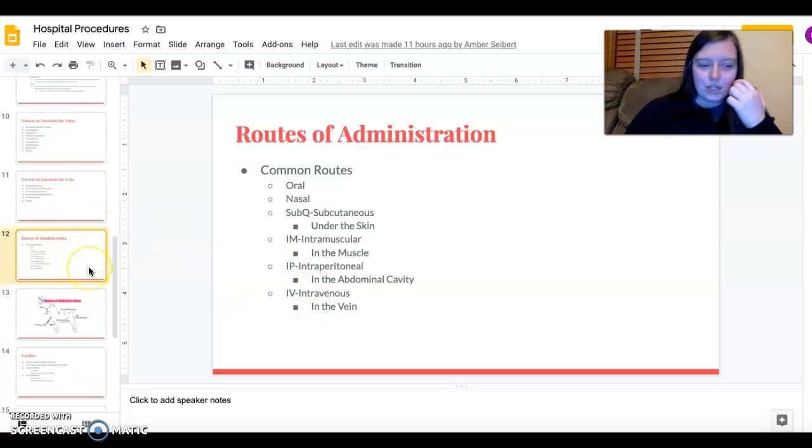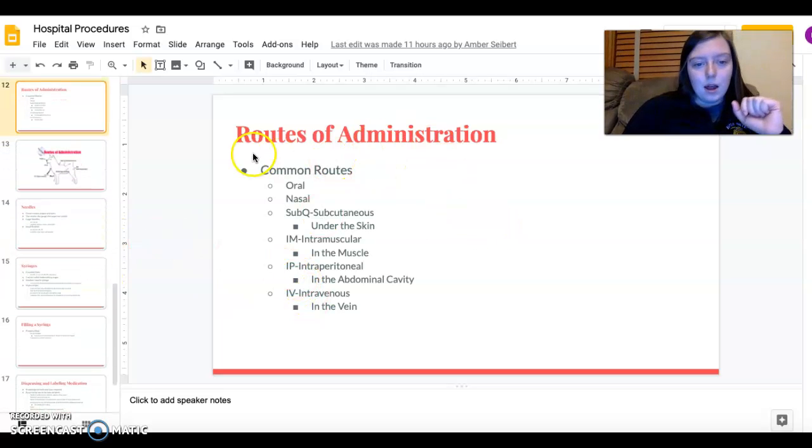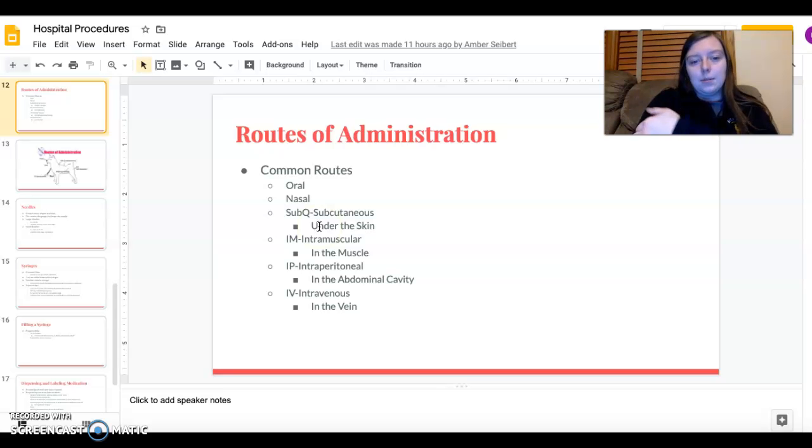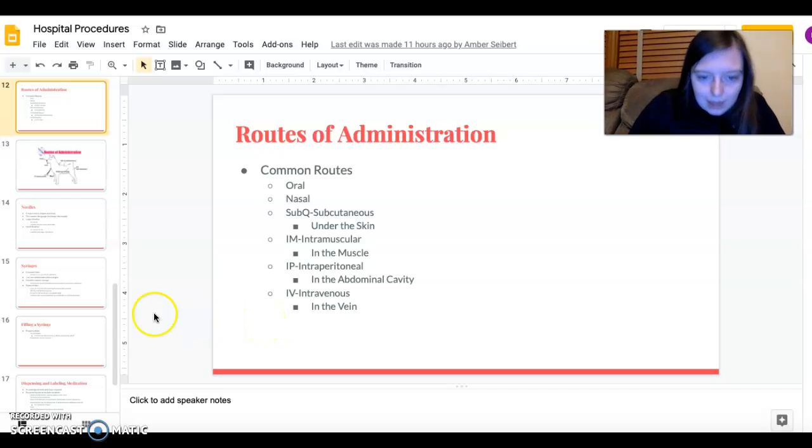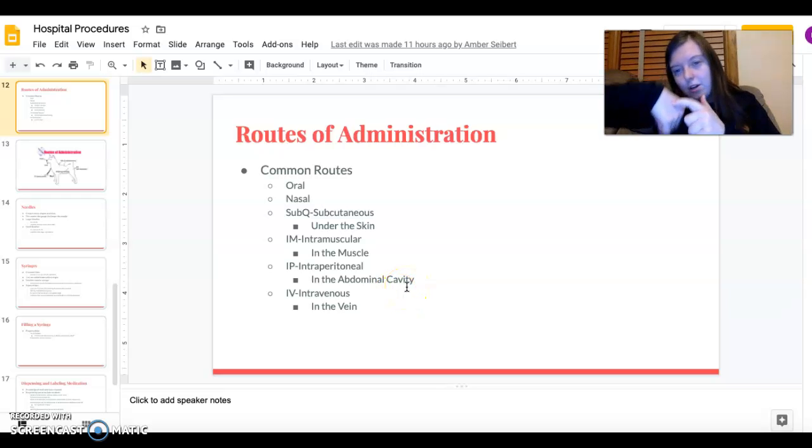Alright, our routes of administration for our vaccines. Our common routes are going to be the ones listed below. They're going to be oral, nasal, through the nose. Subcutaneous is going to be under the skin, so like the shots that we get right under the skin, not super deep. IM or intramuscular is going to be in the muscles, so that's usually what they'll find in your arm here. IP or intraperitoneal is going to be in the abdominal cavity, or like down here in your stomach area. And IV is in the vein, so like usually when you get them right in your hand right here.